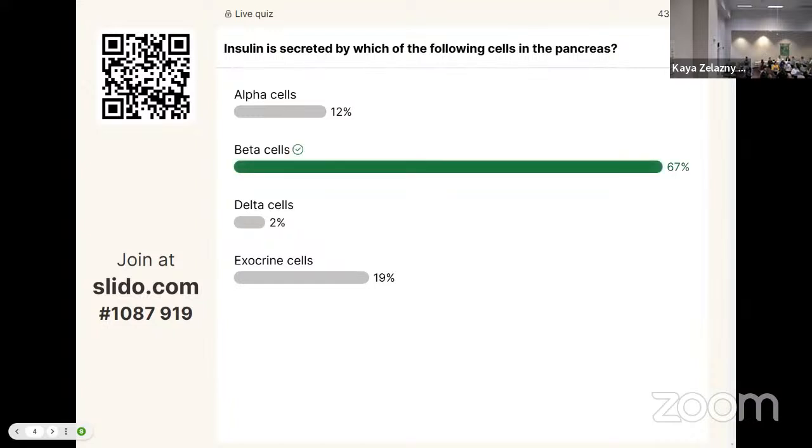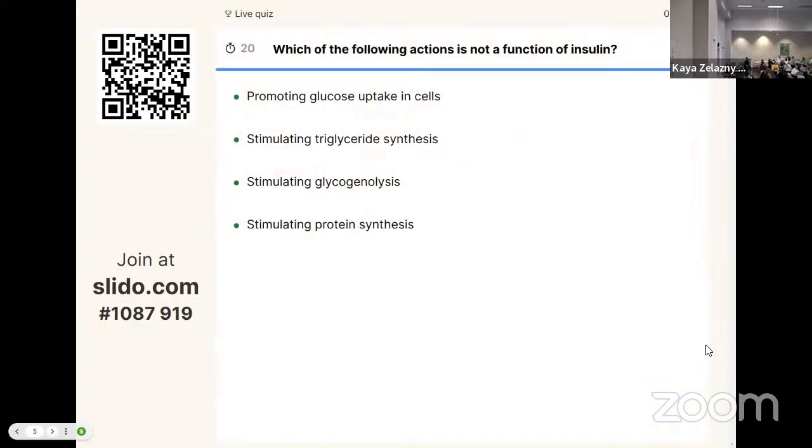Okay. Insulin is coming from our beta cells. Glucagon is coming from the alpha cells. The exocrine cells are for enzymes. They're surrounding the islets of Langerhans. They're not involved in this endocrine hormonal function. What does insulin do and not do?